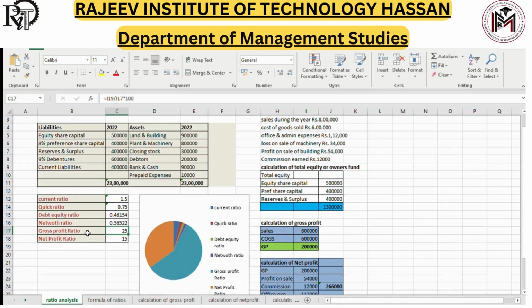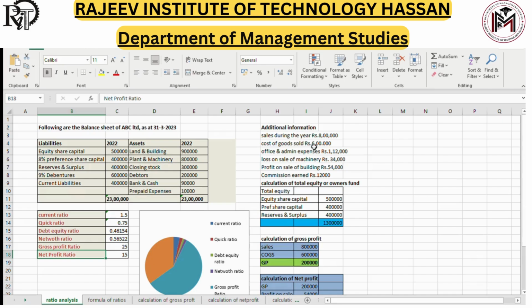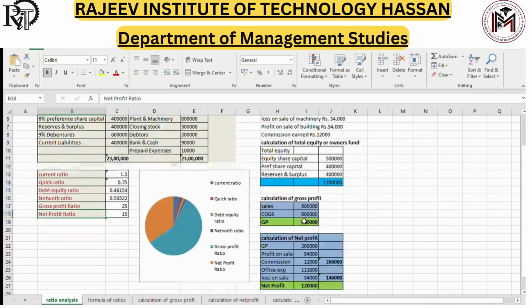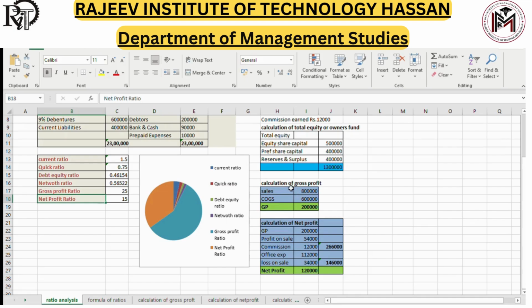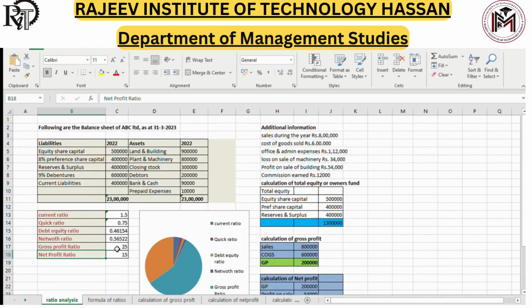Next we are talking about the gross profit. For every business, we talk about their financial performance with the help of the gross profit and the net profit. Here they have given us some additional information: sales, cost of goods sold, other expenses, profit and loss on sale of any fixed assets, and commission earned as income. In order to calculate, I have made a chart of how to calculate the gross profit. The gross profit percentage of ABC in the year 2022 is 25%, and the net profit ratio of the company is 15%.